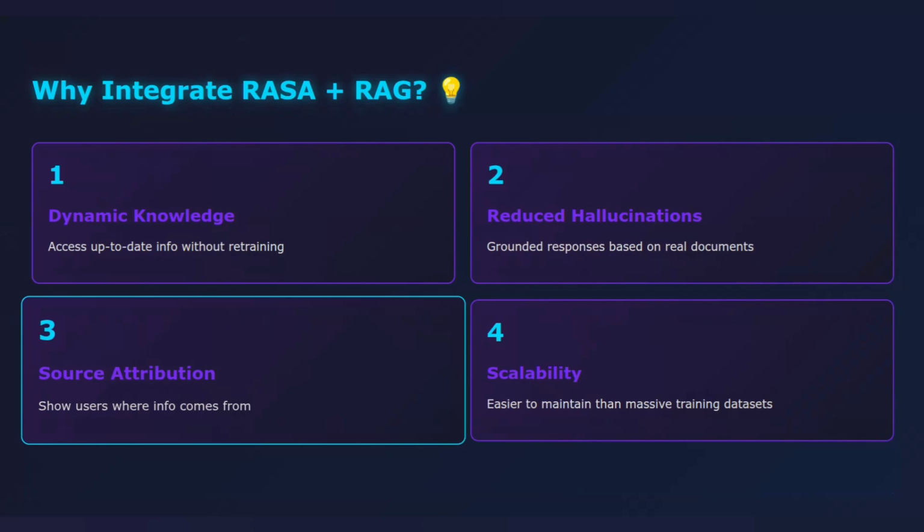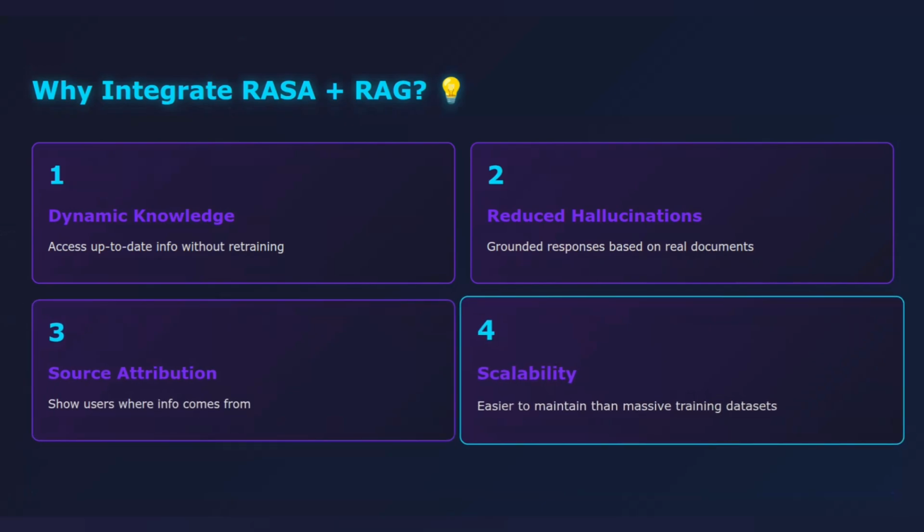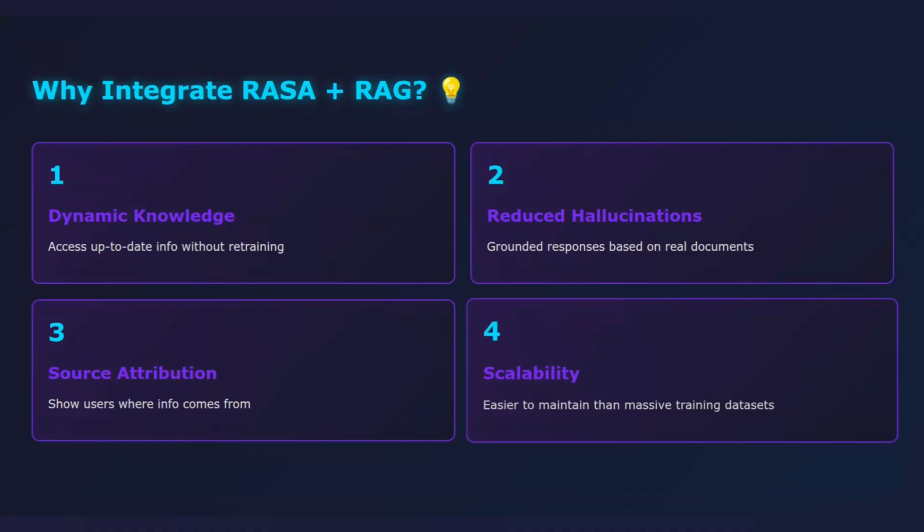Benefit number 4, scalability. Instead of training on massive datasets, you can maintain a searchable knowledge base that's easier to update and manage. Imagine a customer support bot for a tech company. With RASA plus RAG, it can handle complex conversations, understand context across multiple messages, and pull the latest documentation to answer technical questions. That's powerful.